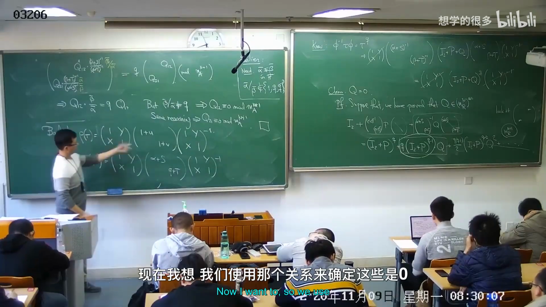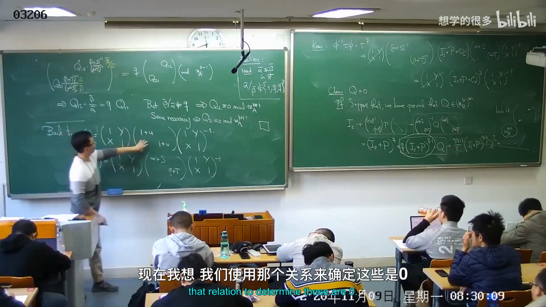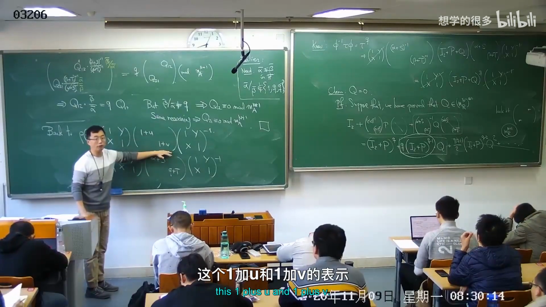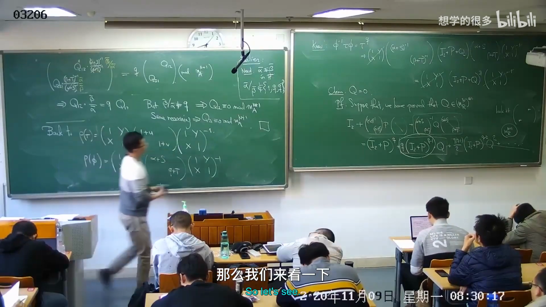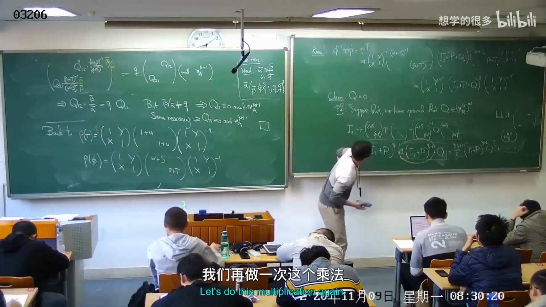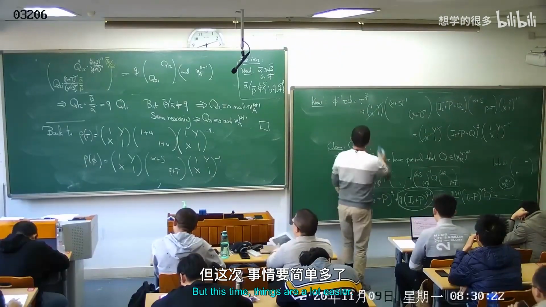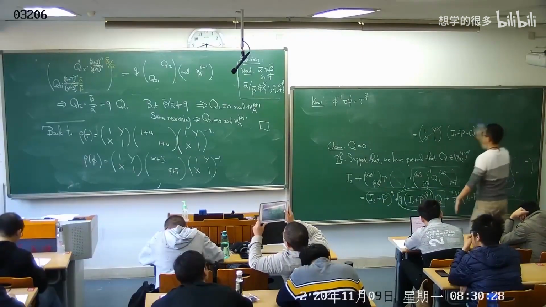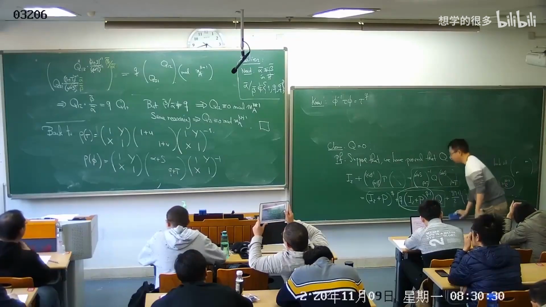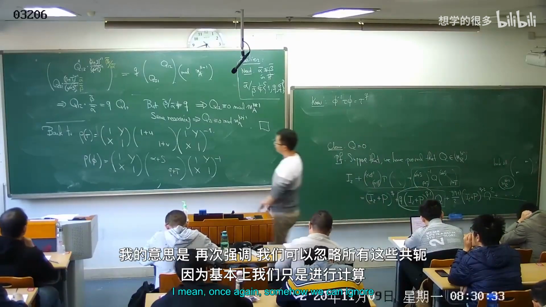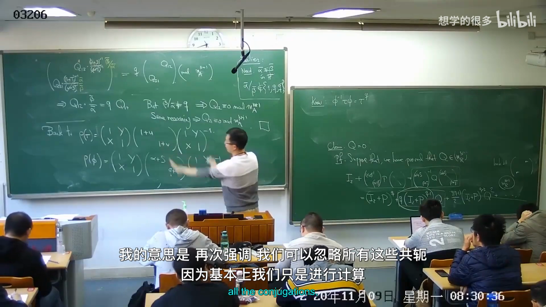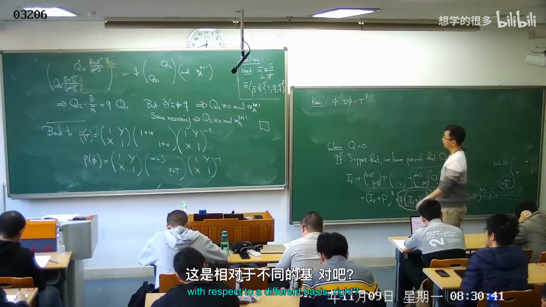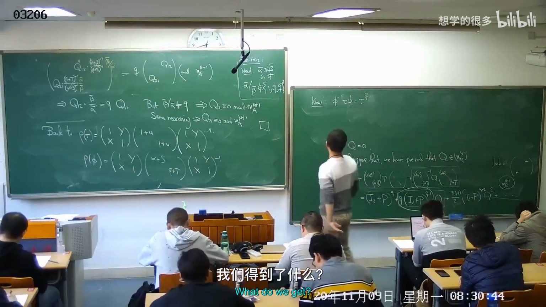Now I want to. So we use that relation to determine these are 0, but that relation will also at the same time impose something on this 1 plus u and 1 plus v. We'll see. So let's do this multiplication again. But this time things are a lot easier. So what's the condition real? Once again, somehow we can ignore all the conjugations because basically we're just computing it with respect to a different basis, right?